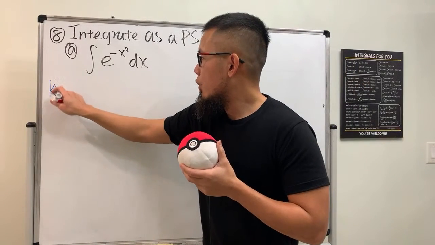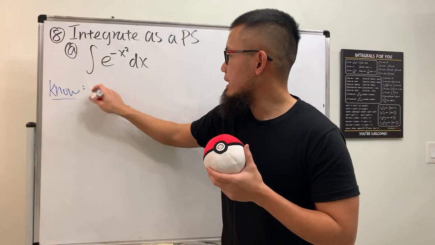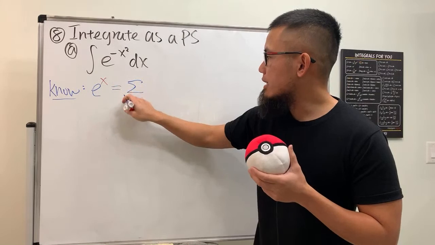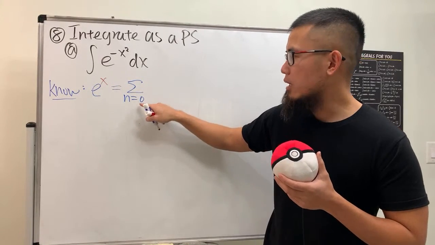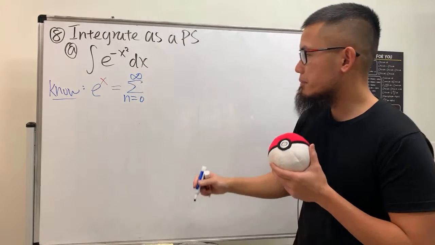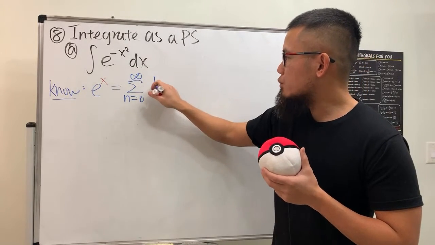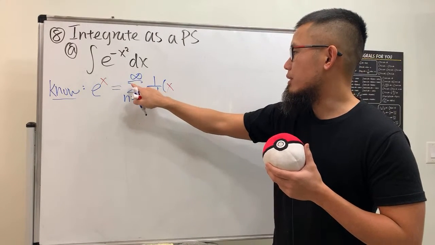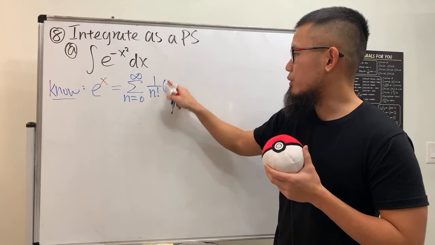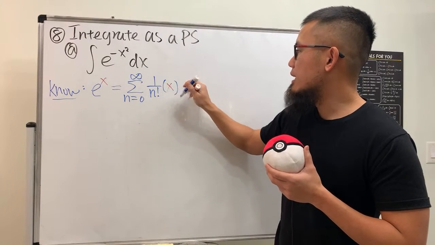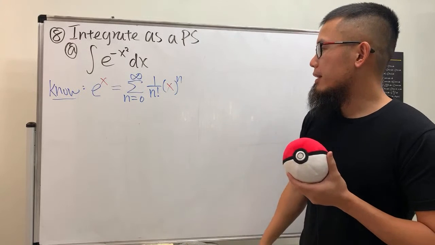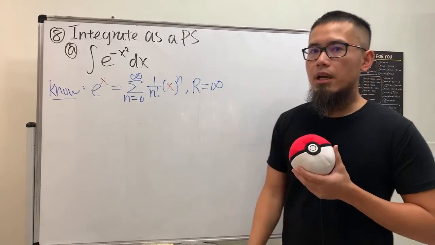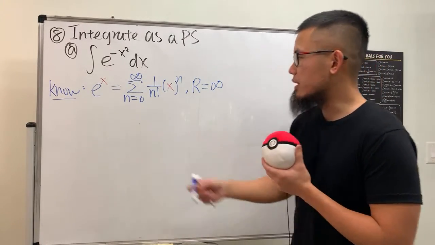Here, we know that e to the x is equal to the series as n goes from 0, and you really have to put down the starting and also the infinity here, of 1 over n factorial times x to the nth power. You also have to indicate that r is infinity for this case. You can just use this; you don't have to reprove this again.